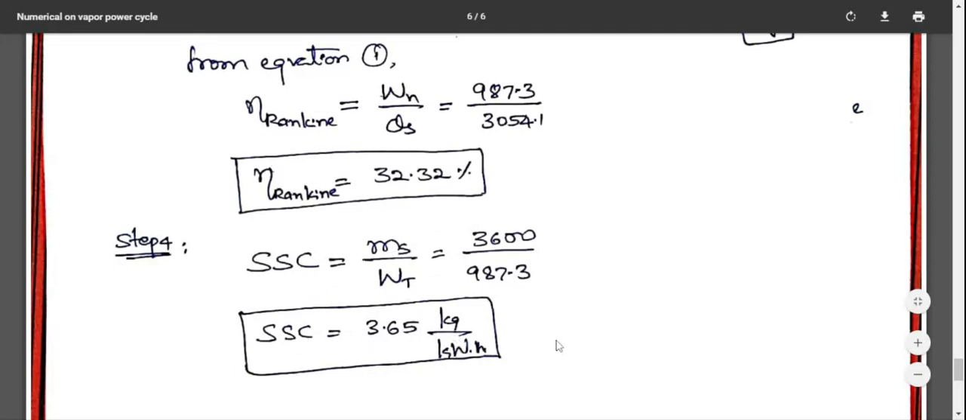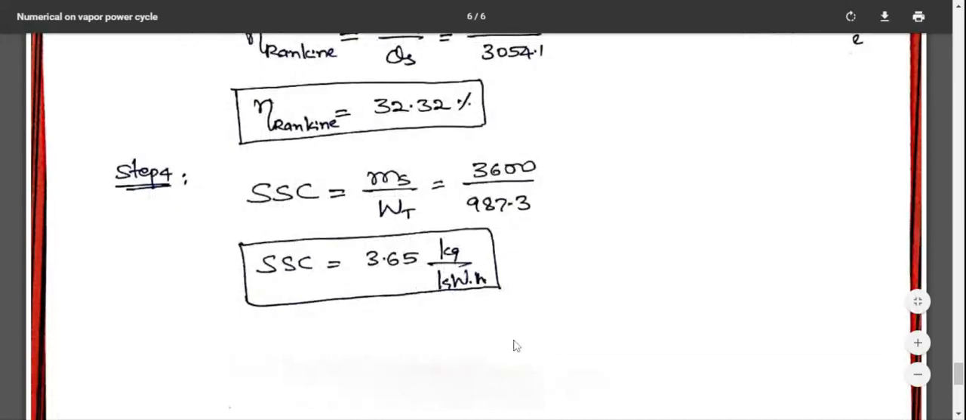So this is one type of ideal Rankine cycle. In the next lecture, we will come with one more VTU question paper problem. It will be asked for 10 marks.